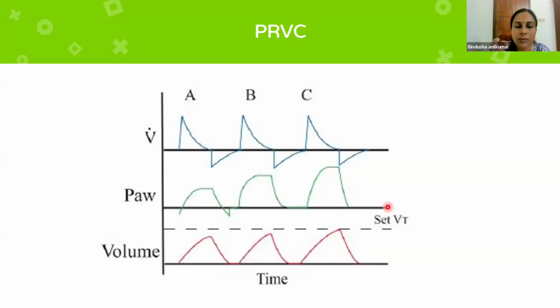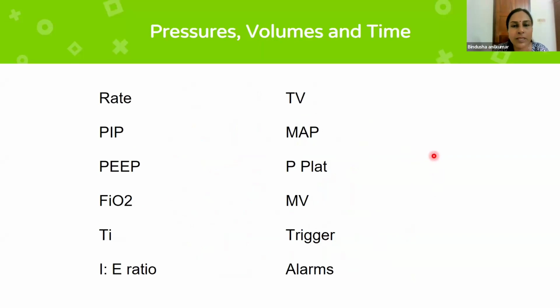So this is the pressure regulated volume control ventilation, where the flow pattern and everything is just like the pressure control ventilation. You can see that there is a decelerating flow pattern. So this is the pressure regulated volume control ventilation, where we can regulate the pressure, and volume is the control that we keep.